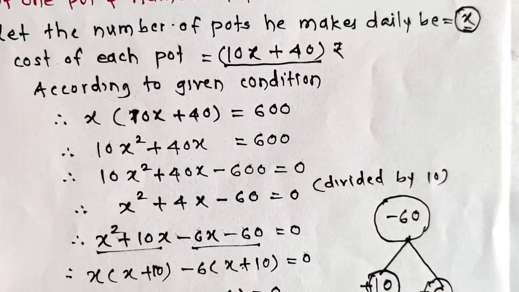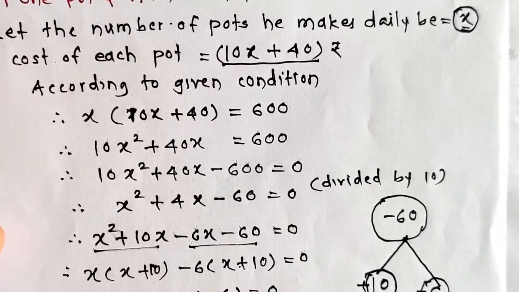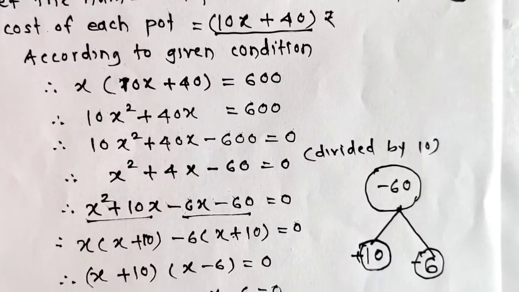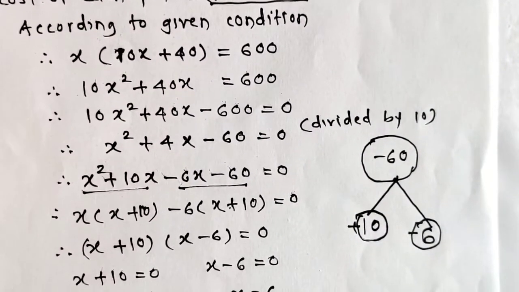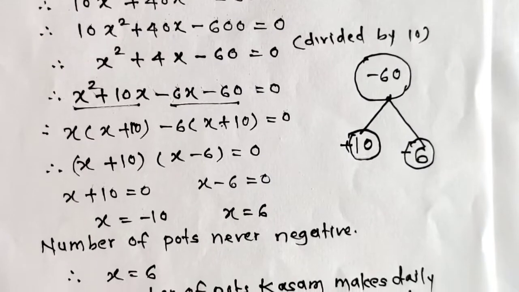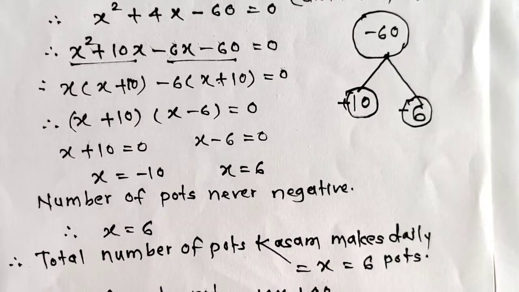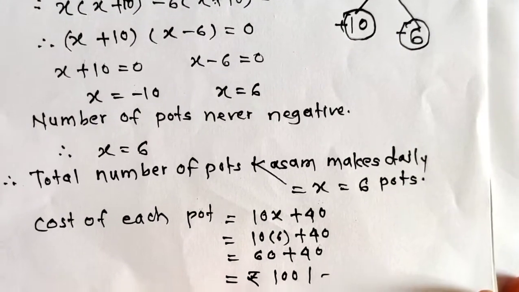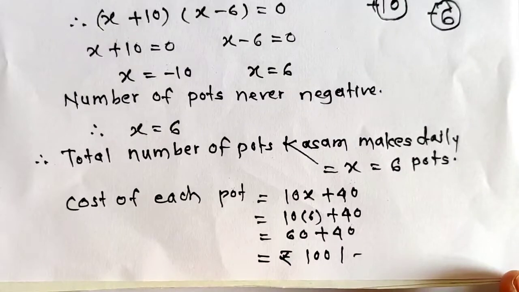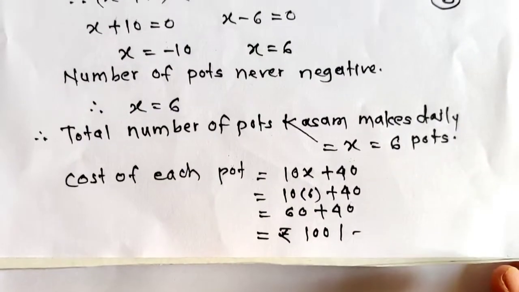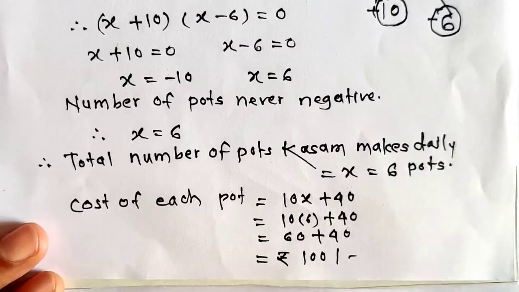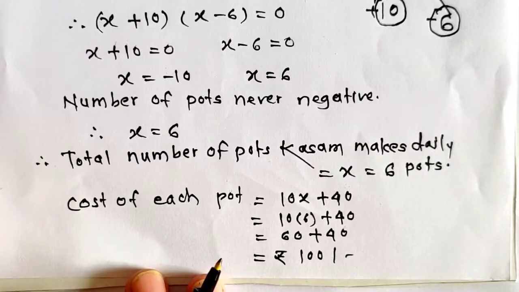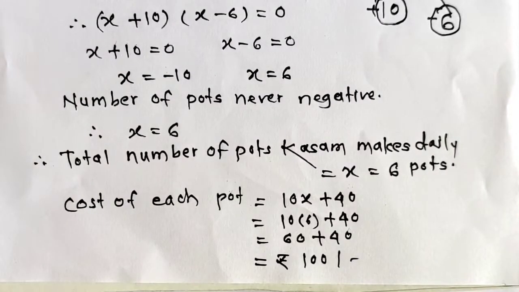So here x is the total pots made in one day, then the cost of one pot is 10x plus 40, so the number of pots multiplied by cost, we get 600. After simplification we get one equation, solve that equation, we get the two factors, x minus 10 and x minus 6, but x is the number of pots, therefore minus 10 is not a valid value, therefore x is equal to 6. Now substitute this value and we get our answer: number of pots is 6 and cost of one pot is 100. Now let us see more sums from the practice set.